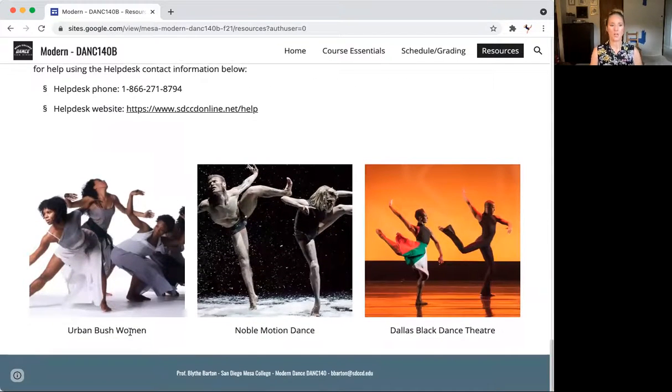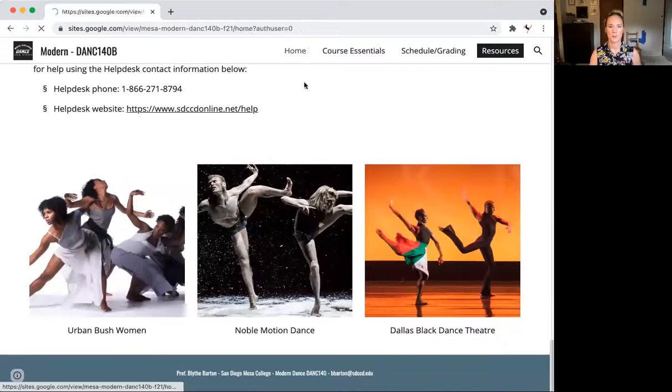Urban Bushwomen, Jawole Willa Jo Zollar is the director, another hero of mine in New York City. Noble Motion is my friend's company out of Houston, Texas. Love that picture. Look at the energy of his face. Super cool. There's another great one from Dallas Black Dance Theater. Look at those lines. Stunning.